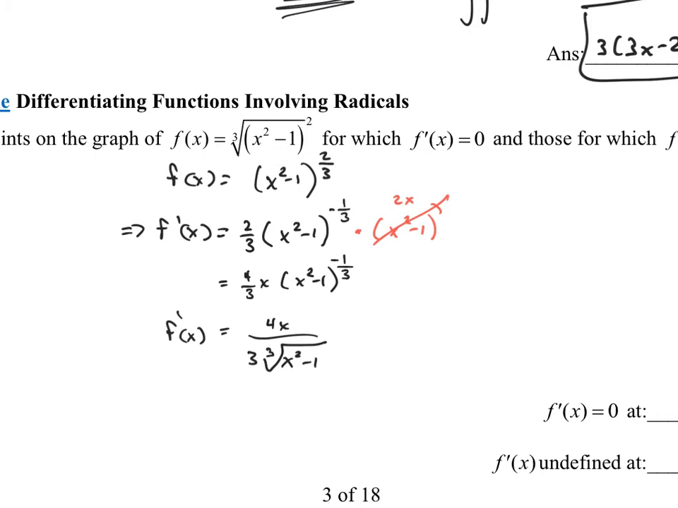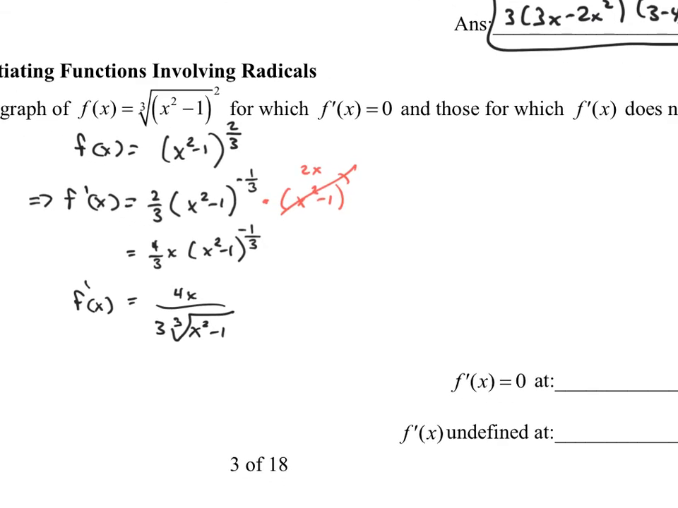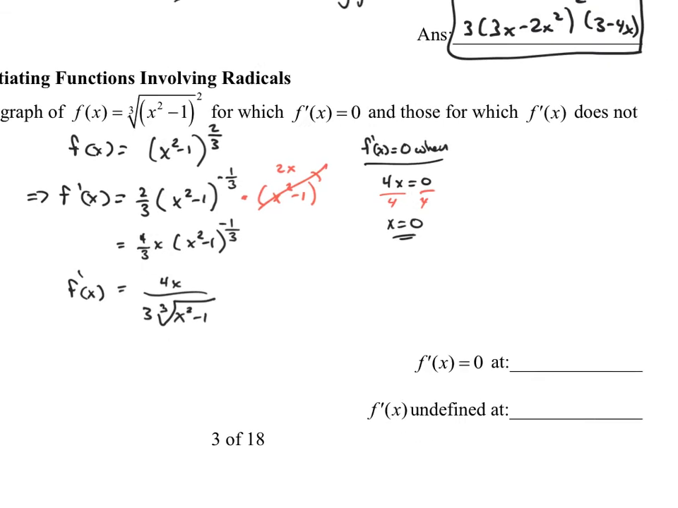Okay, notice it is a fraction here. So the question asks us, when is the derivative equal to 0 and when is the derivative undefined? Okay, not an issue. We can work with that. A fraction is equal to 0 when the numerator is equal to 0. So f prime of x equals 0 when the numerator equals 0. So the numerator is 4x equals 0. Divide both sides by 4, and we're going to get x equals 0. So that's when the derivative is equal to 0, at x equals 0.